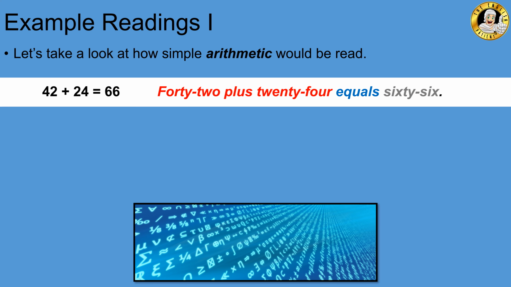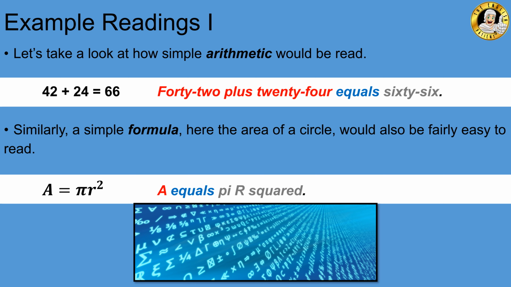Now let's take a look at how simple arithmetic would be read. So this here you would read as 42 plus 24 equals 66. Now, similarly, a simple formula, here this is obviously the area of a circle, would be fairly easy to read. So this would be read as A equals pi r squared.